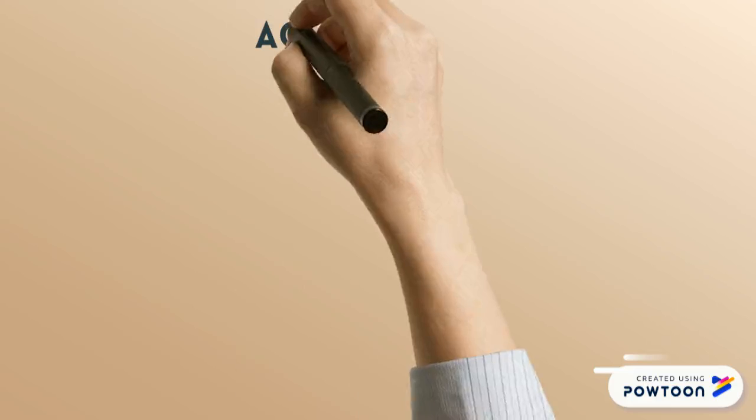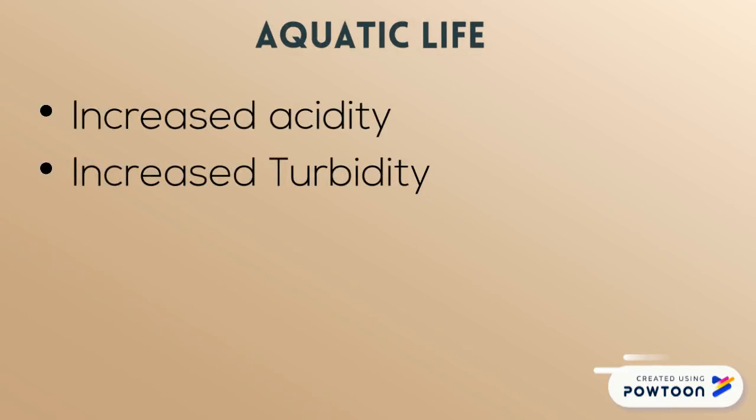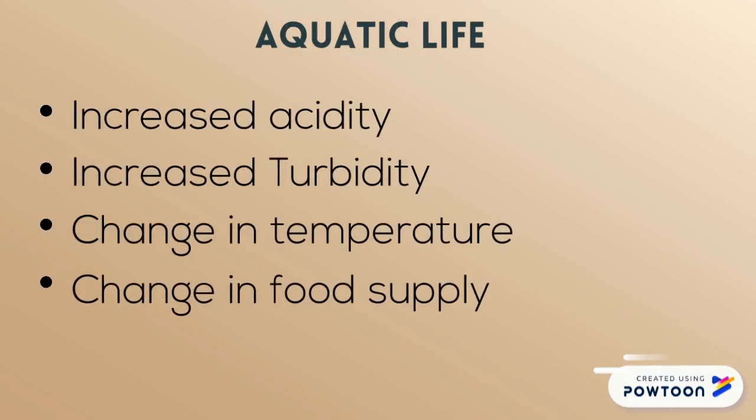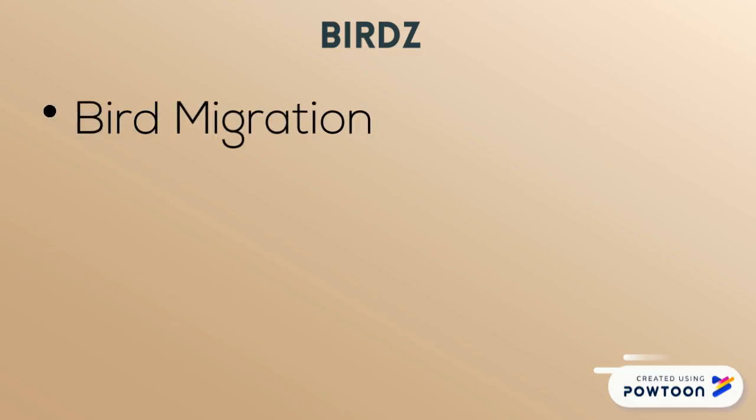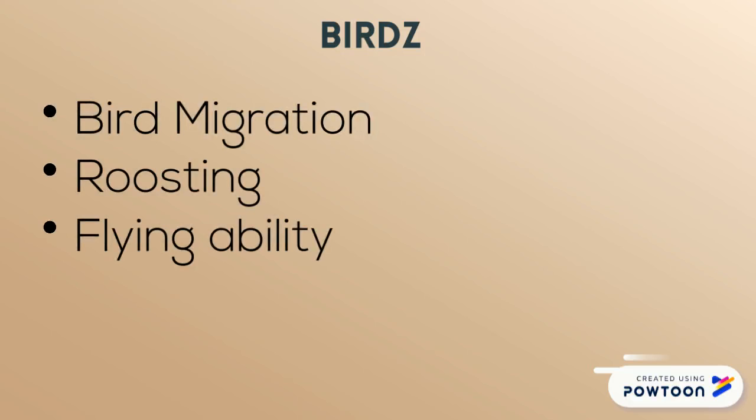Aquatic life can be affected by an increase in acidity, change in temperature, and/or in food supply. These factors can damage or kill fish. Volcanic eruptions can influence bird migration, roosting, flying ability, and feeding activity.